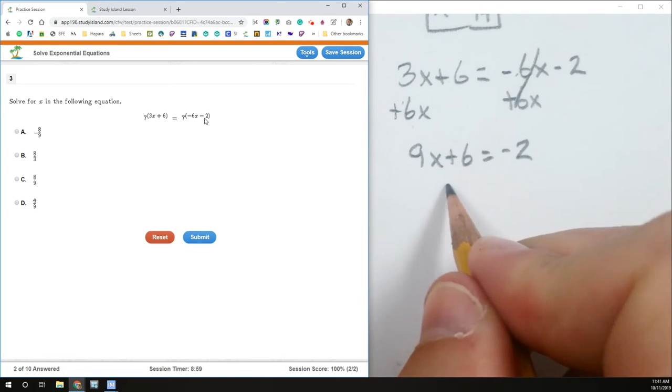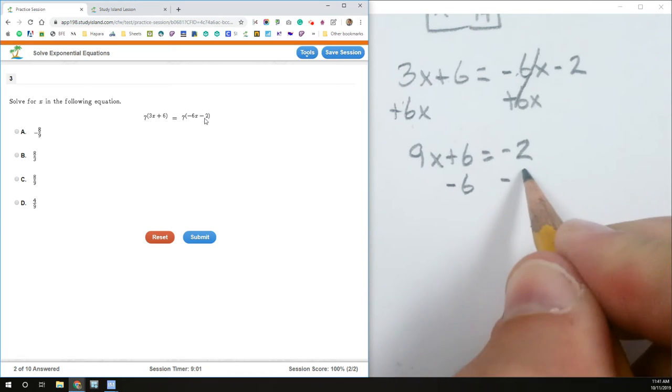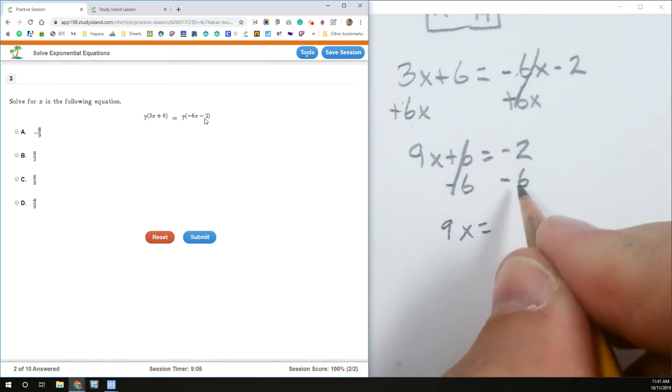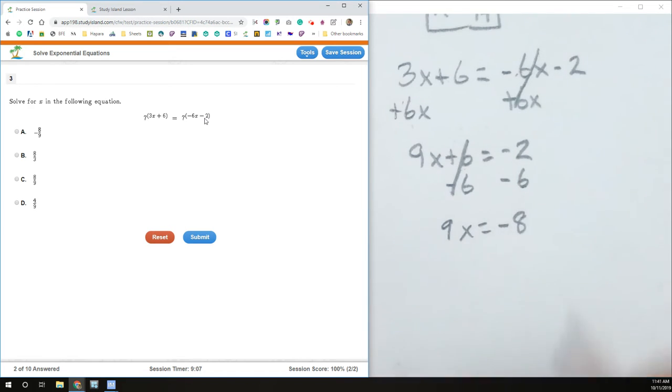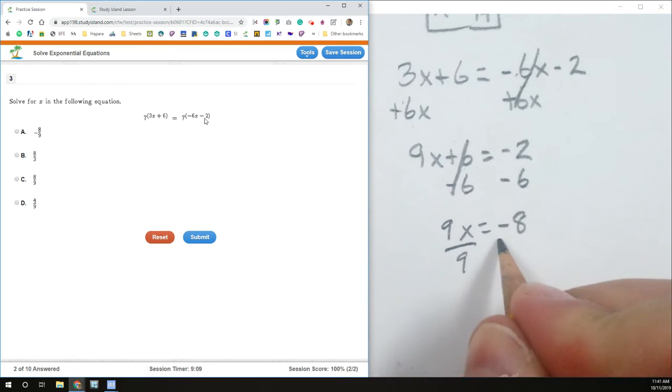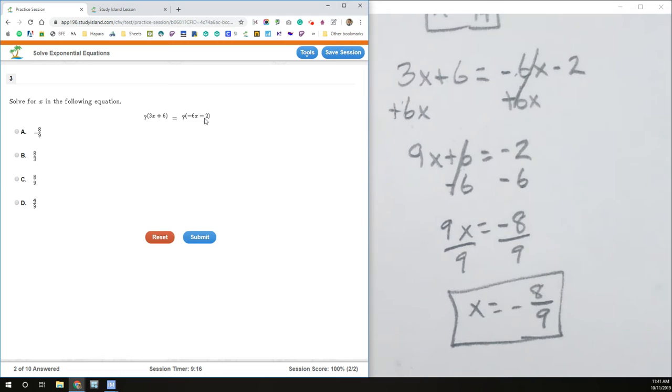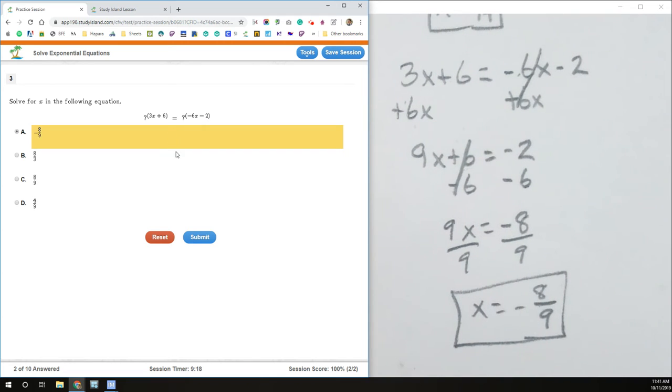Now I can get the x's by themselves by subtracting 6. If I do it to one side, I do it to the other. So that 9x equals negative 2 minus 6, which is negative 8. Now I divide by 9, and I get x equals negative 8/9. And where's that? Negative 8/9 right there.